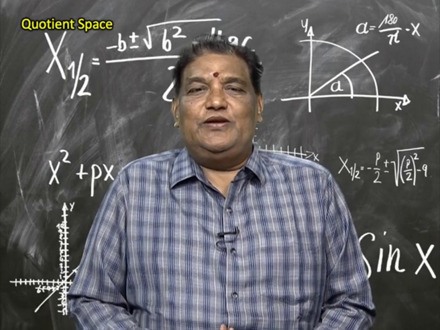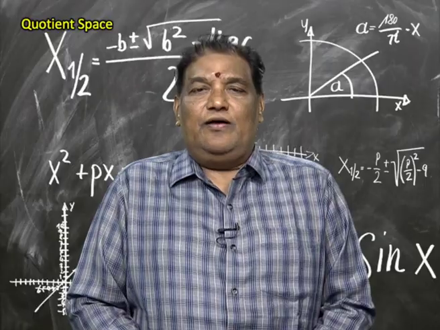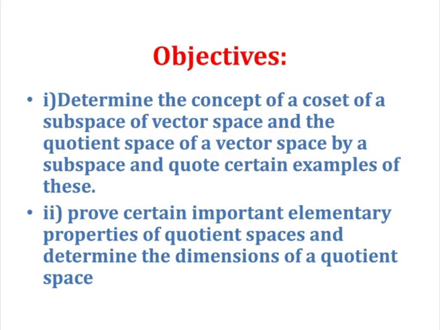Objectives: determine the concept of a coset of a subspace of a vector space and the quotient space of a vector space by a subspace, and quote certain examples of these. Prove certain important elementary properties of quotient spaces and determine the dimensions of a quotient space.